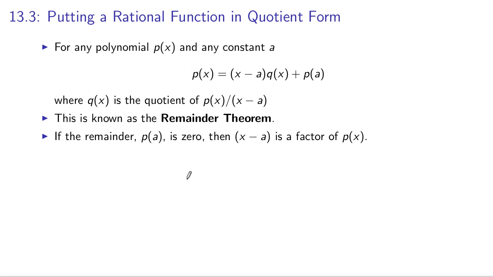This is known as the remainder theorem, and this is important because if the remainder is 0, that tells us that x minus a is a factor of the polynomial. In other words, zeros are factors, like we've already talked about. But this gives us a way of using polynomial long division to test whether something is a factor. So let's try that.